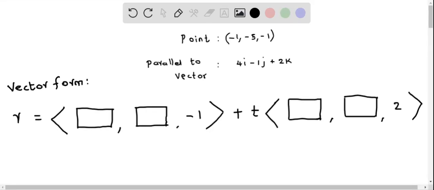Let's write the vector form of the equation of the line which passes through the point (-1, -5, -1) and is also parallel to the vector 4i minus j plus 2k. So let's see how to fill in these boxes. This is the r vector, the vector form of the equation of the line. So r vector is given by this.